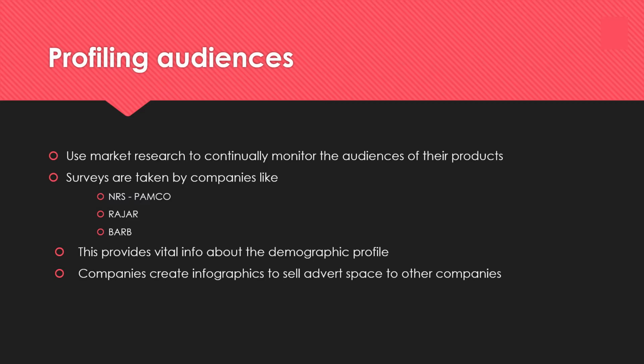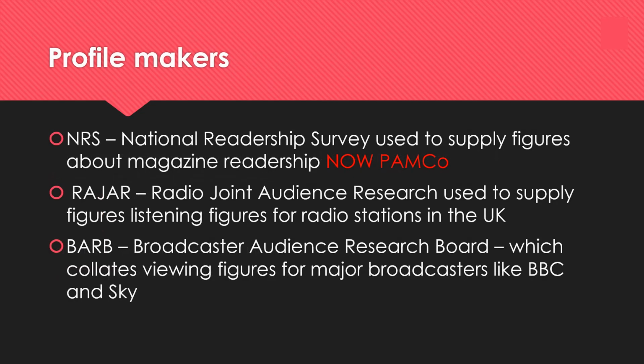So let's take a look at the different companies that gather the data for you and see what their data looks like. So NRS or PAMCO are basically supplying figures about magazine readership. RAJAR is Radio Joint Audience Research, and they supply listening figures for radio stations. BARB is Broadcaster Audience Research Board, which collates viewing figures for major broadcasters like the BBC and Sky.